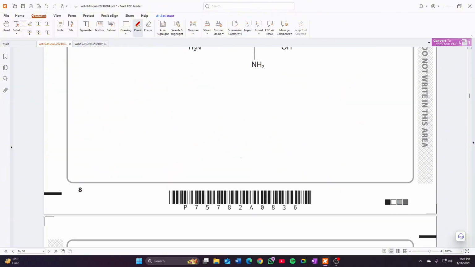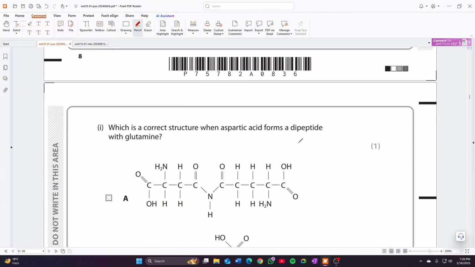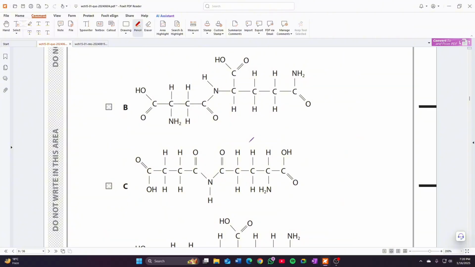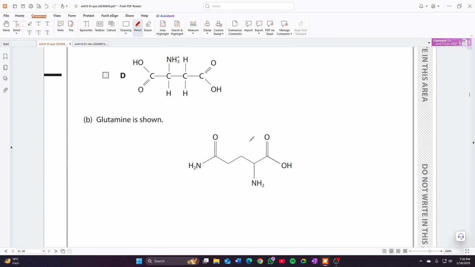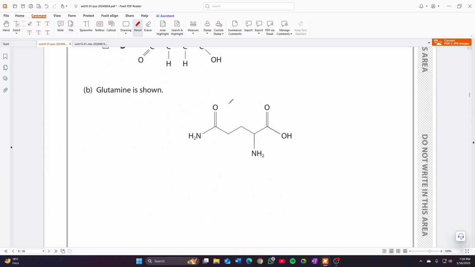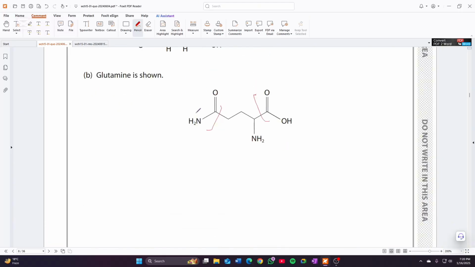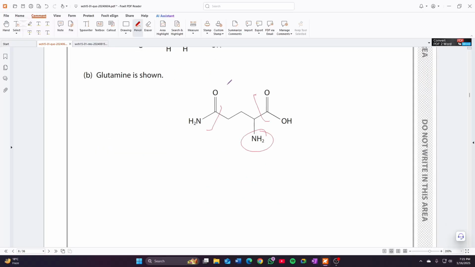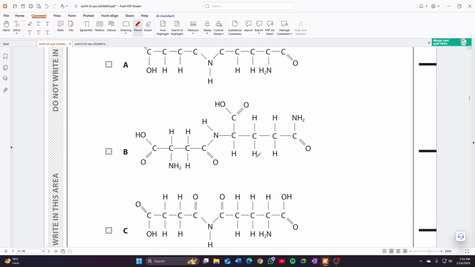Now glutamine is shown. This is the structure of glutamine, and then which is a correct structure when aspartic acid forms a dipeptide with glutamine? Here our structure for this amino acid, aspartic acid, has two carbon chains in the middle and 2 carboxylic acids at 2 ends, and similarly glutamine has 1 carboxylic acid at one end and 1 amide group at the other end. So the only position that will form an amide group is with this NH2. This NH2 will react with the carboxylic acid here and form the dipeptide. So we need to look at which structure actually shows that.